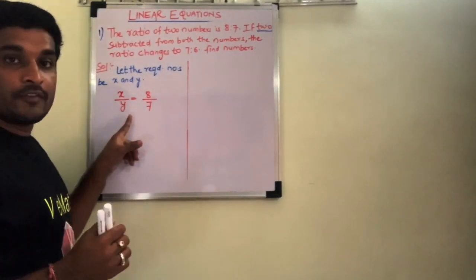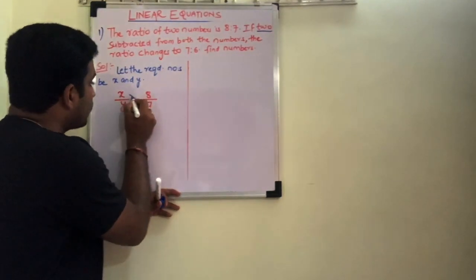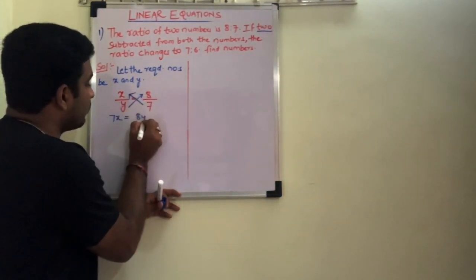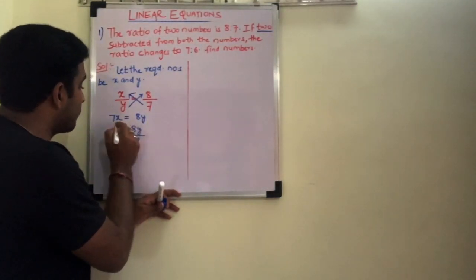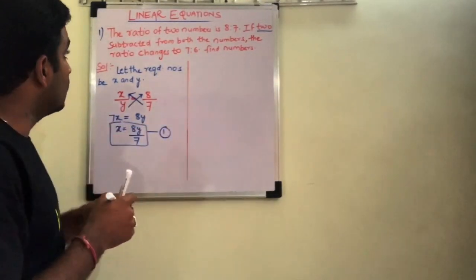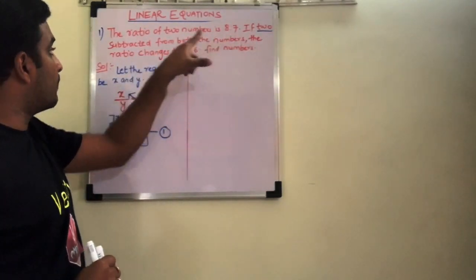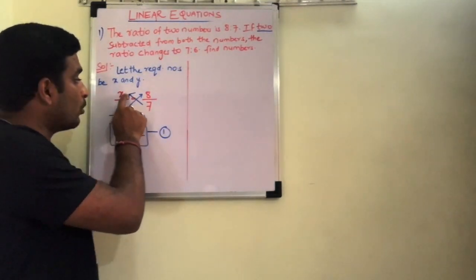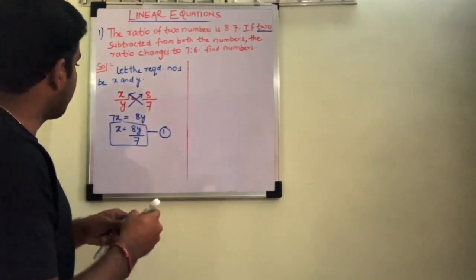From here we can find the value of x in terms of y. When we cross multiply these two, it will become 7x equals 8y. Then x will become 8y by 7. We will take this as the first equation. Now coming to the next part of the question. If 2 is subtracted from both the numbers, the ratio changes to 7:6.